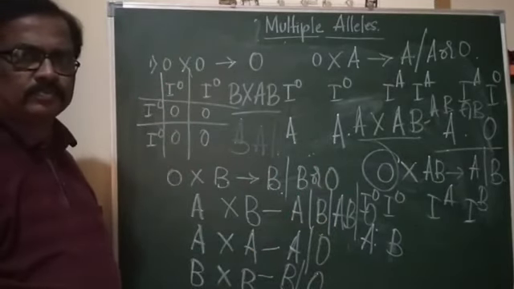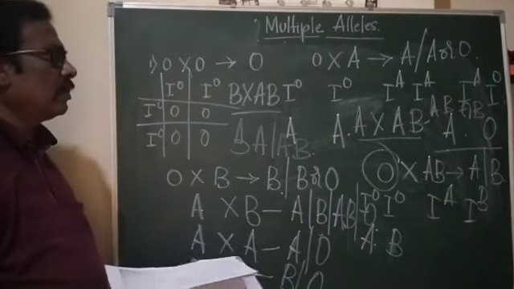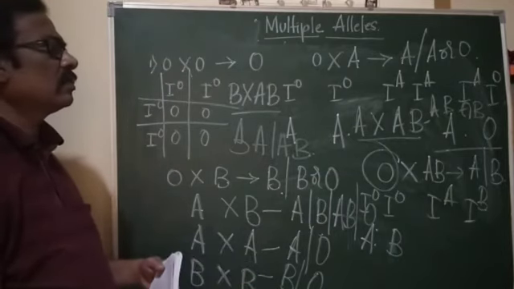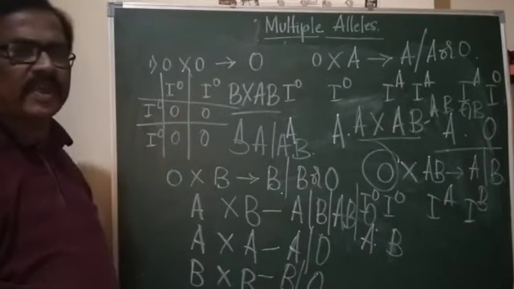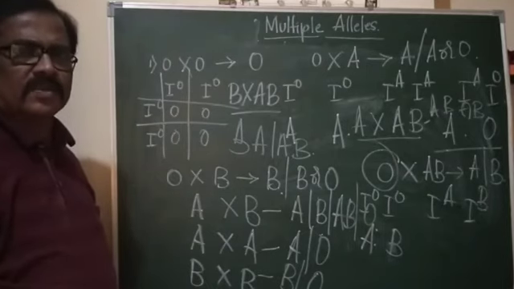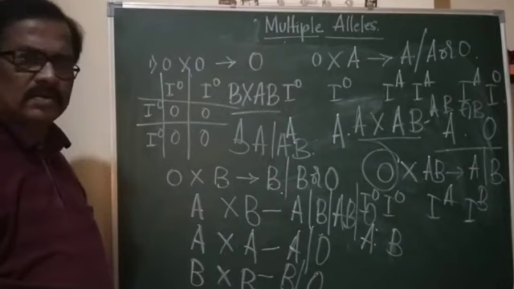Like this we can predict the blood group of the children, the possible blood group of the child or the offspring, by knowing the blood group of their parents. I think you came to know or you understand these points.